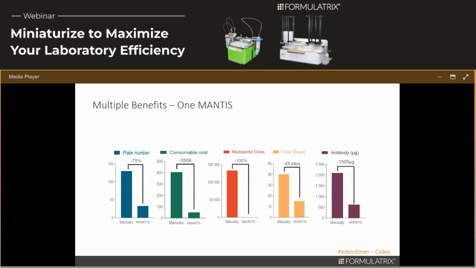Apart from efficient and reproducible results, other benefits obtained by employing Mantis are summarized here. A significant reduction in plate number and consumable cost, specifically the tips, made this experiment cost-effective. Similarly, labor-intensive pipetting was also avoided, with less hands-on time at bench. And lastly, a lot of antibodies were saved, indicating the importance of Mantis and miniaturization for such kind of assays.